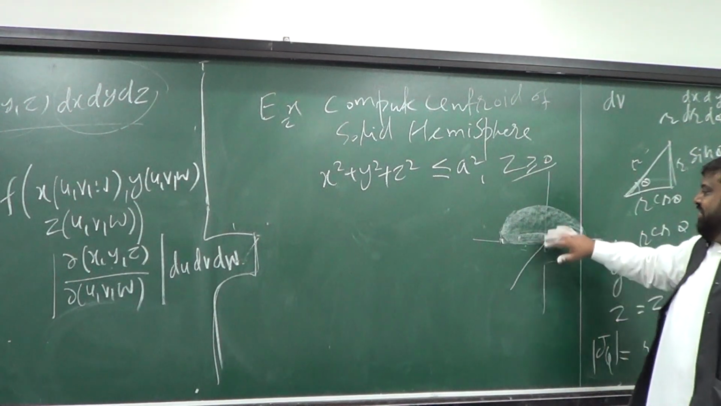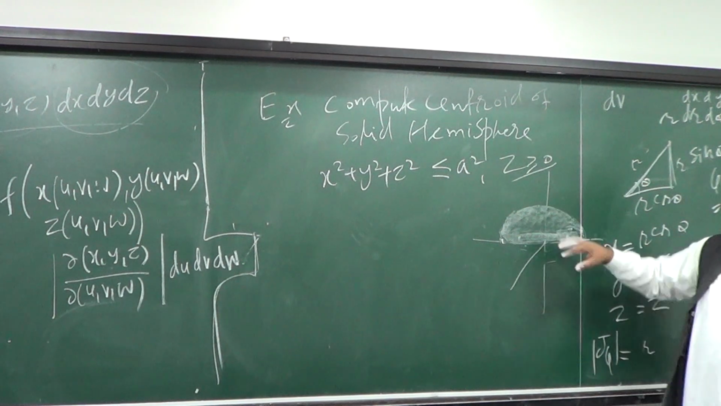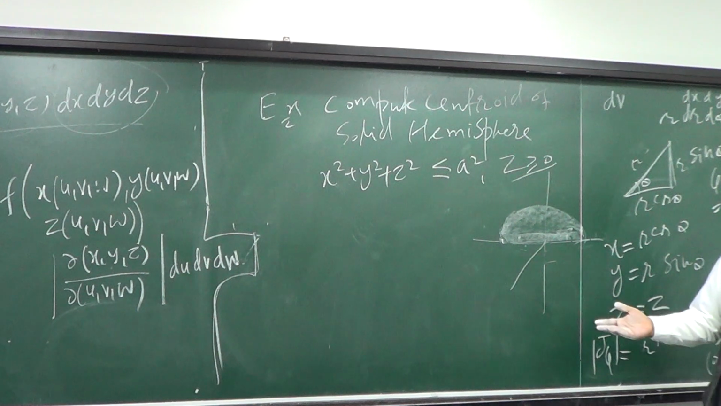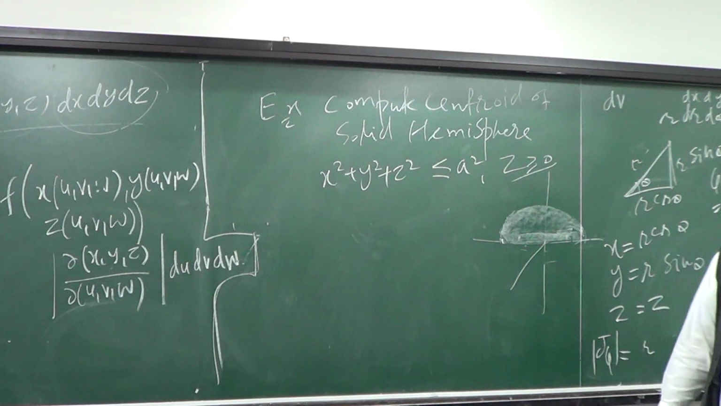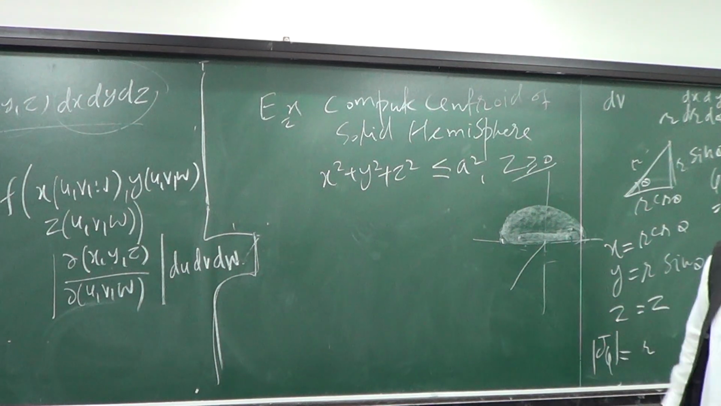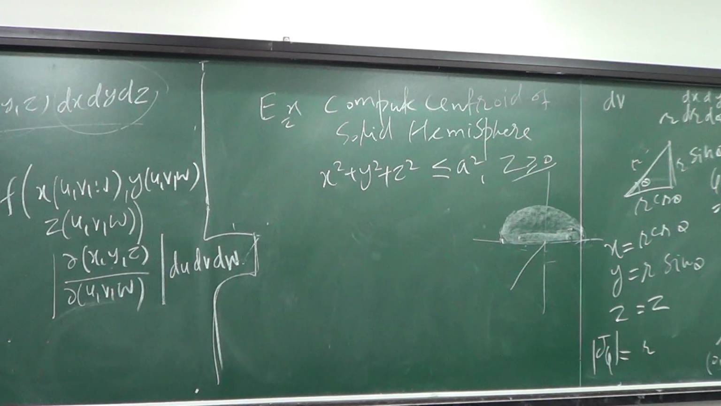So I'm saying that when I have a hemisphere, placing it in this manner or some other manner is not going to change the calculations. You're just placing it in one manner and then trying to make sense of it.